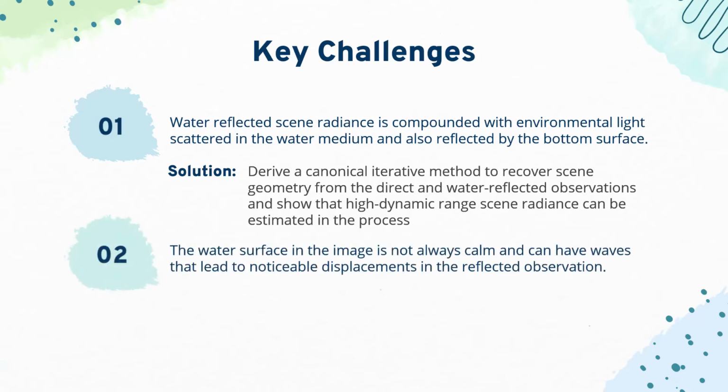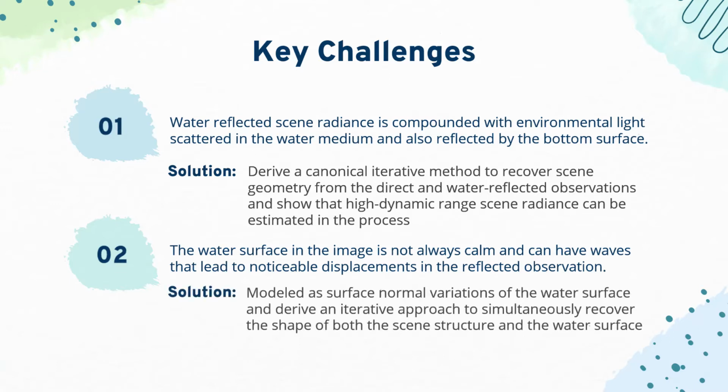The second challenge is that the water surface in the image is not always calm and can have waves that lead to noticeable displacements in the reflected observations. As a solution for this, it can be modeled as surface normal variations of the water surface, and we derive an iterative approach to simultaneously recover the shape of both the scene structure and the water surface.